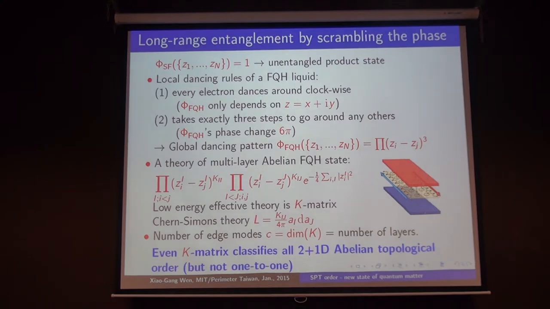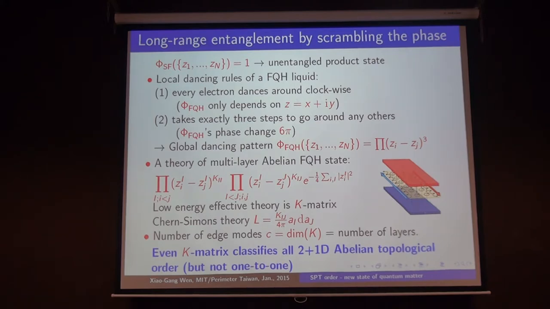So to have an example of long-range entangled states, let's start with superfluid states. A superfluid state is a superposition of all particle configurations. That means the wave function is a constant. You know, for every particle configuration described by the positions z1 to zn, the amplitude is always equal to 1. So all the configurations have equal amplitude, equal weight. The superposition of all these configurations, that's a superfluid. So superfluid corresponds to this constant wave function.